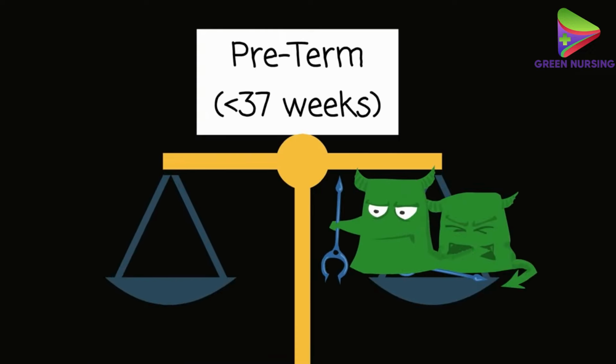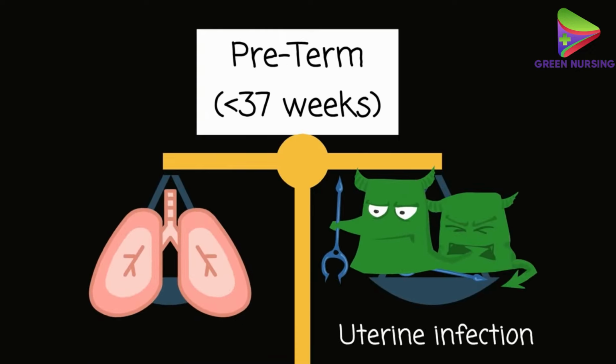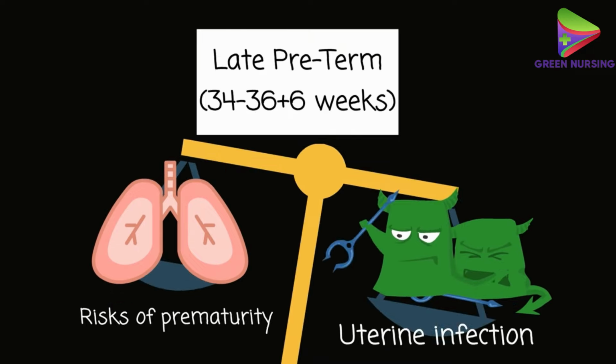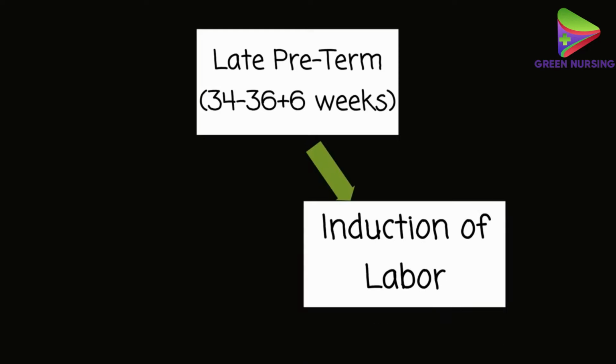For patients who are preterm or less than 37 weeks, the risks of uterine infection versus the risks of prematurity need to be weighed carefully. For late preterm patients from 34 to 36 weeks and 6 days estimated gestational age, the management is the same as term, for the risks of infection outweigh the risks of prematurity. An induction of labor is started for these patients once rupture of membranes is confirmed. If the fetus is breech, then a cesarean section will have to be performed.